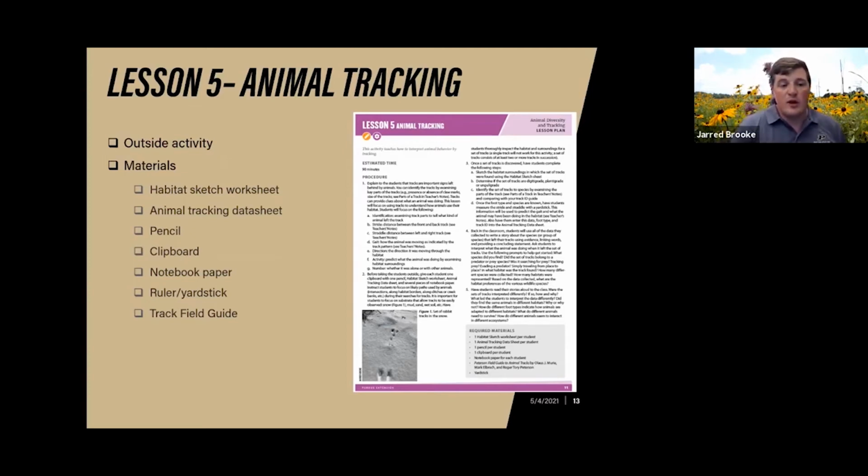This is really an outside activity, and the materials that you're going to need for this are the habitat sketch worksheet and the animal tracking worksheet, which are in the unit, a pencil, a clipboard, notebook paper, ruler, yardstick, and some sort of track field guide. I'll let Bob walk you through this lesson plan and how you might use it.